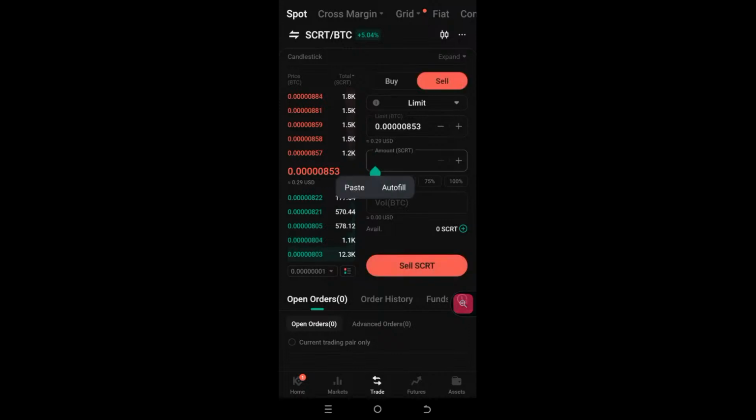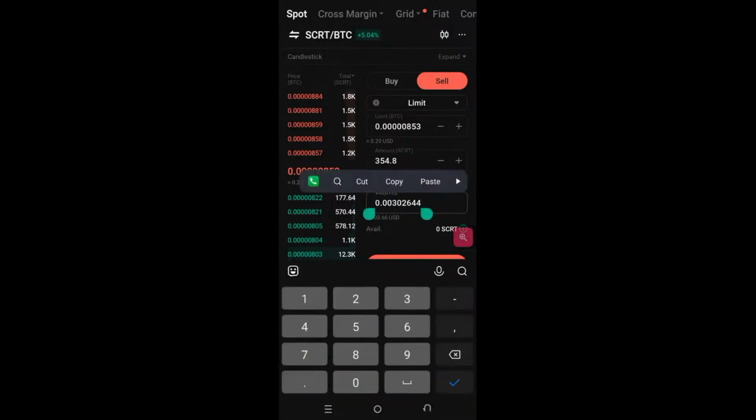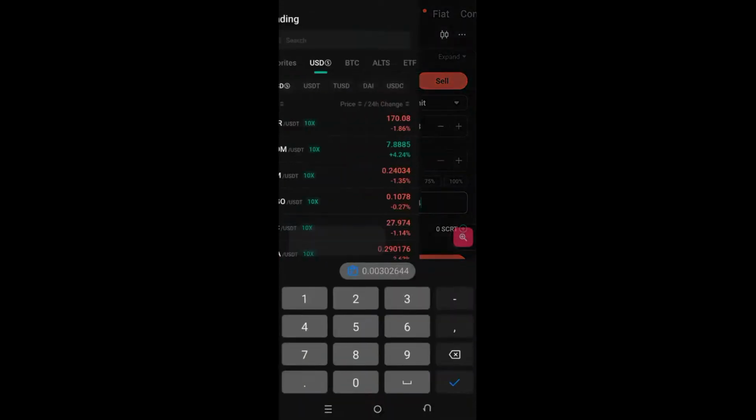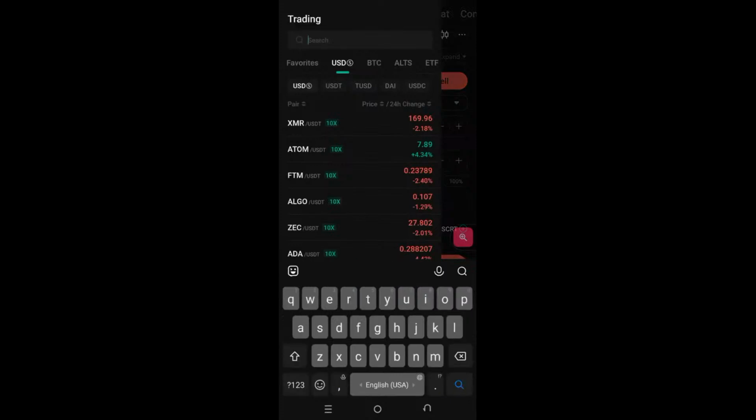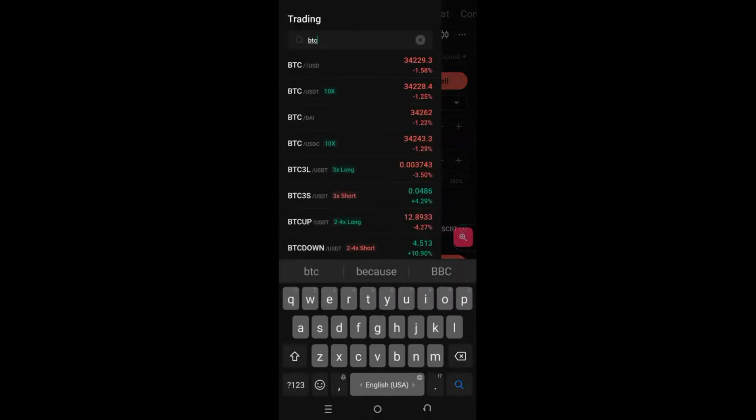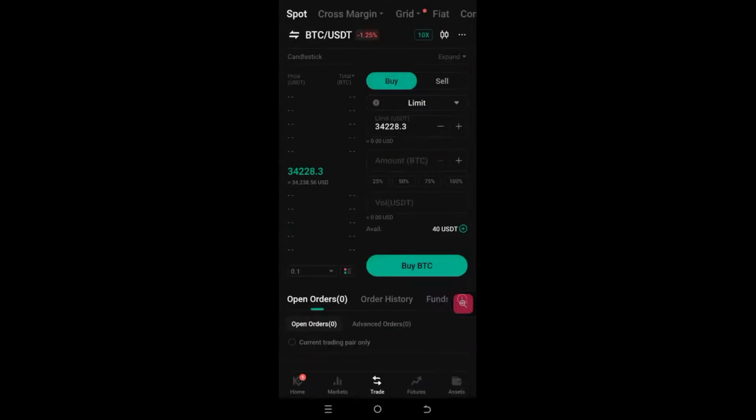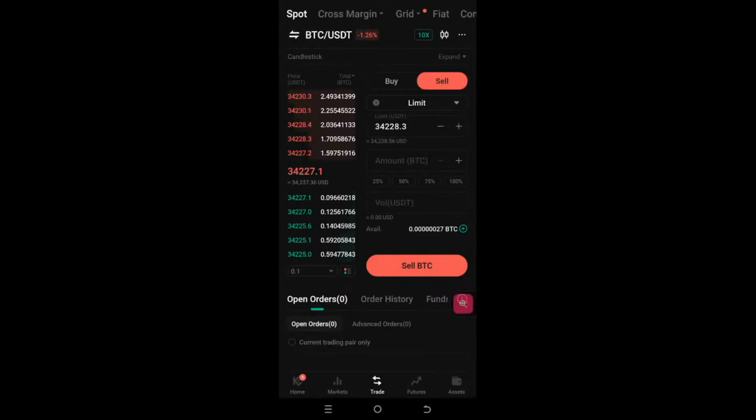How much here? 302. Let's just see how much profit that is in BTC. So let's copy that. Go to BTC USDT. Don't forget, that's where we're going to change it back to profit. Okay, we'll sell and place that in there. We were supposed to make 3.5%.